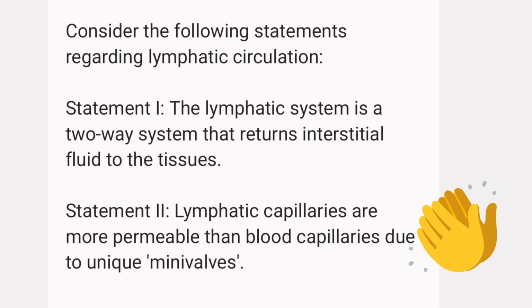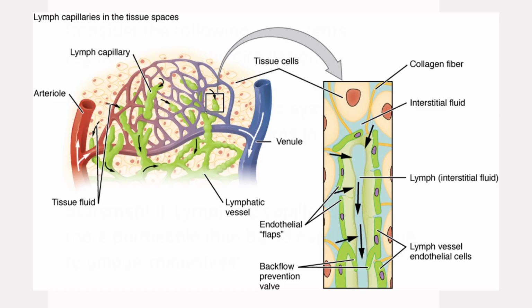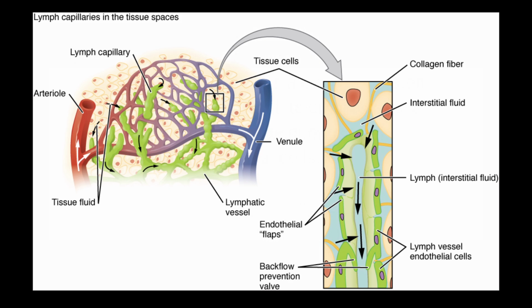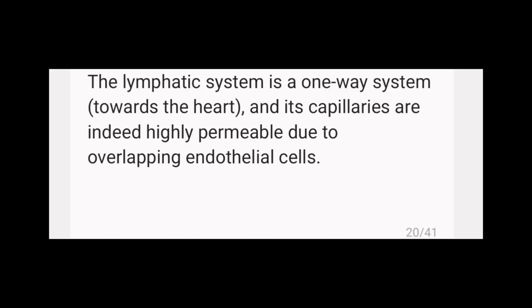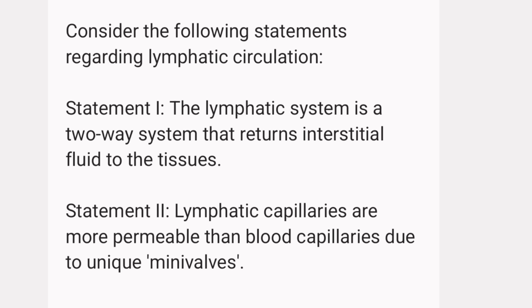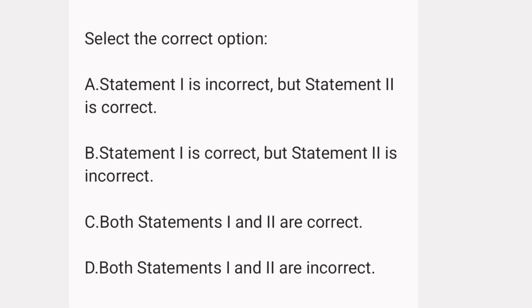This statement is true. Lymphatic capillaries are significantly more permeable than blood capillaries, allowing them to absorb large molecules like proteins, cellular debris, pathogens, and cancer cells from the interstitial space. And this higher permeability is due to loosely overlapping endothelial cells that form the one-way mini valves, whereas blood capillary walls are more restrictive. So here statement 1 is incorrect and statement 2 is correct. And the option is option A.